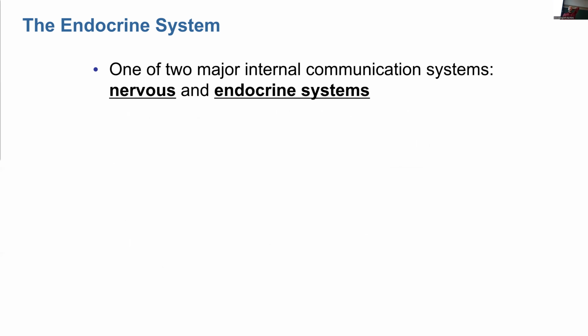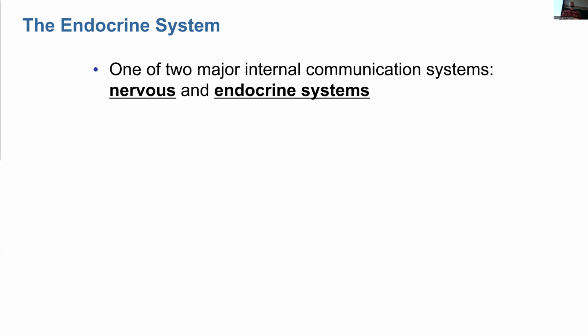All right, let's transition and talk about the endocrine system. We're going to talk about this today, probably into Wednesday as well. We'll finish this up this week and then wrap everything up for the semester with an overview of your digestive system. The endocrine system is one of two major systems in your body that's important for communication.